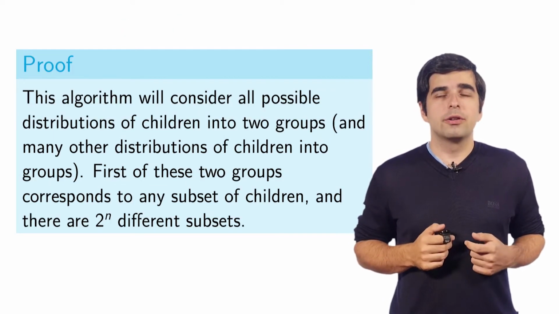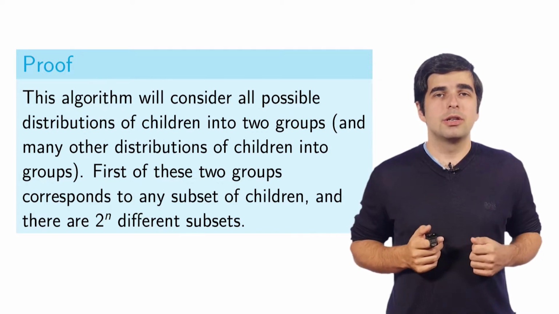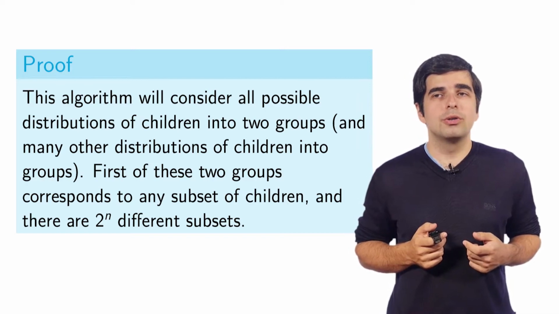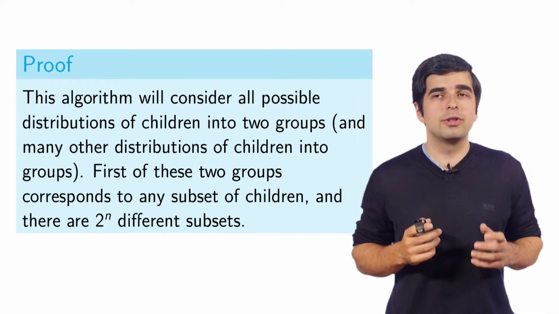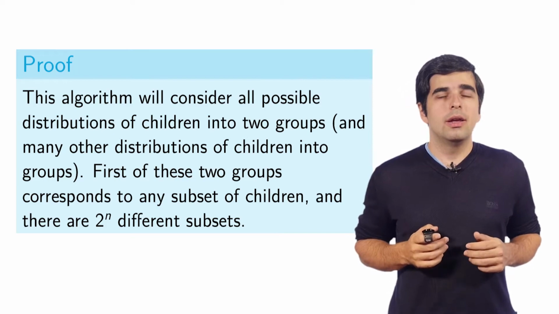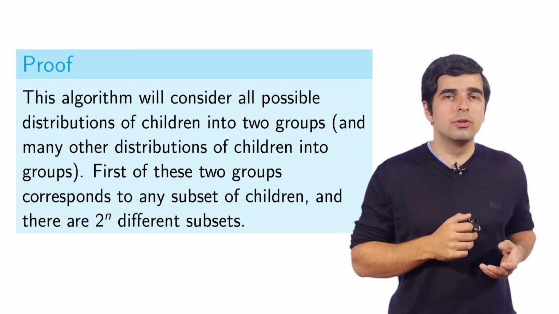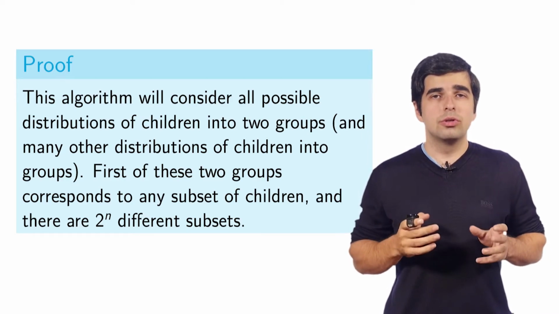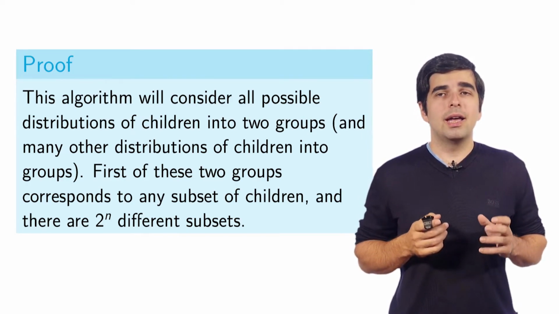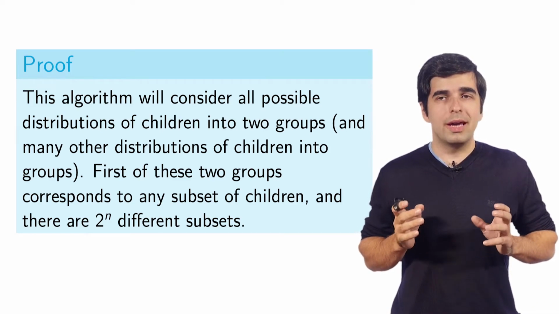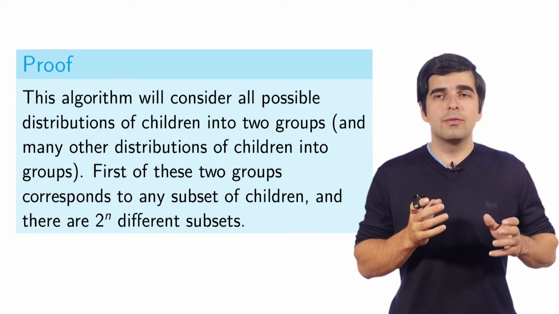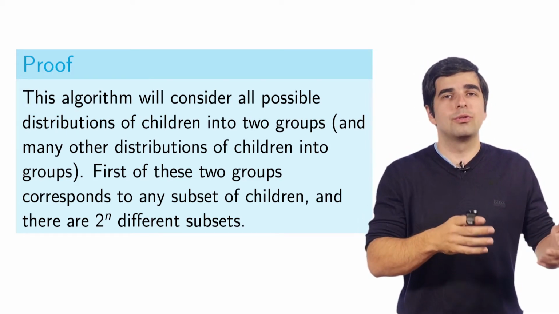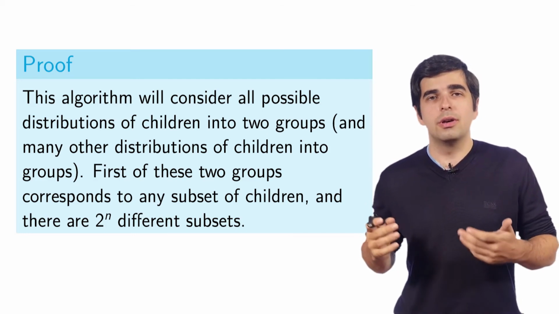And to prove that this algorithm is at least exponential in complexity, we should notice that this algorithm is going to consider at least all possible distributions of children into exactly 2 groups. It will also consider distributions into one group and more than one group probably, but at least all the distributions into 2 groups it will consider. And if you are going to distribute all n children into 2 groups, then first of these 2 groups corresponds to any subset of children. You can just group any subset of children into the first group and then all the other children in the second group.